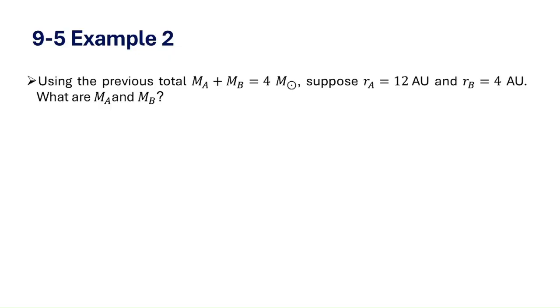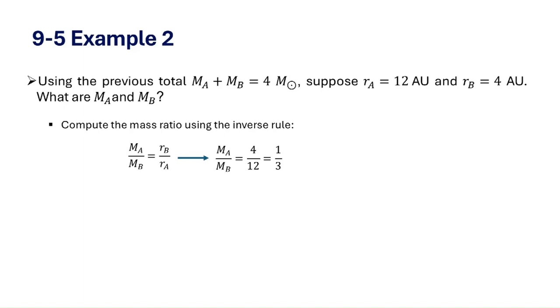So let's compute the mass ratio using the inverse rule. MA over MB equals RB over RA. See here, it's not RA over RB, it's RB over RA. So that's what we call the inverse rule. Okay, now let's plug in the values. RB equals 4 astronomical units and RA equals 12 astronomical units. So this gives you MA equals 1 over 3 times MB.